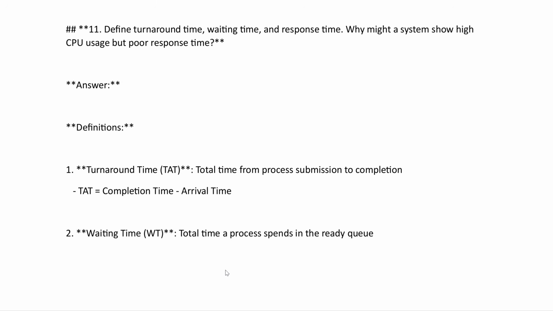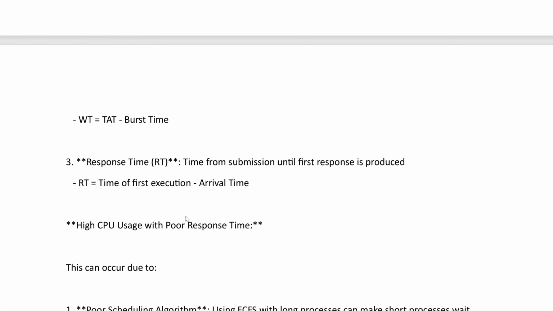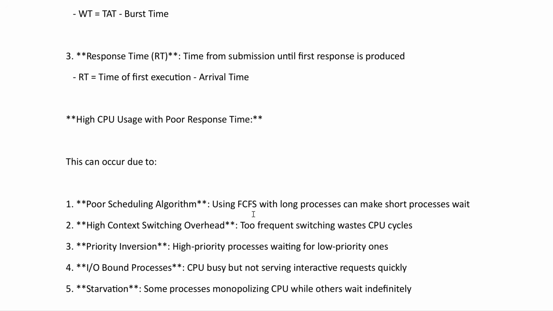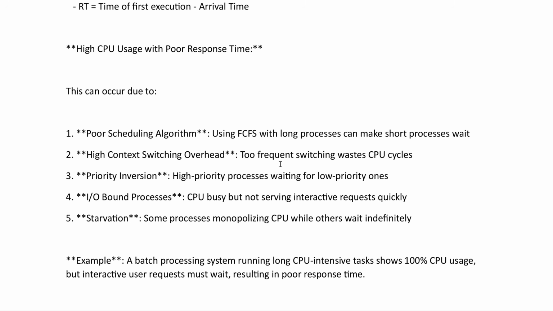Waiting time is the total time a process spends in the ready queue. So the waiting time formula is turnaround time minus burst time. Clear? And then comes the response time. That is the time from submission until the first response is produced. So the response time formula is time of first execution minus arrival time. Now, high CPU usage with poor response time can occur due to a poor scheduling algorithm. For example, if you are using the first come first served CPU scheduling algorithm with long processes, it can make short processes wait for a long time, and it results in high CPU usage with poor response time.